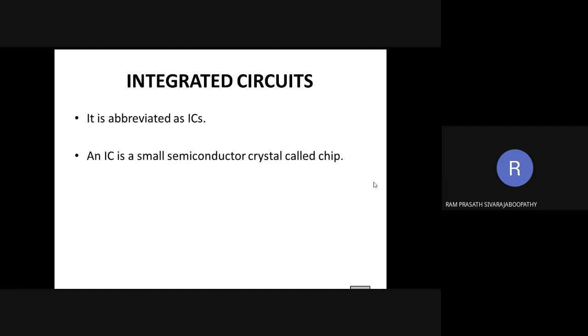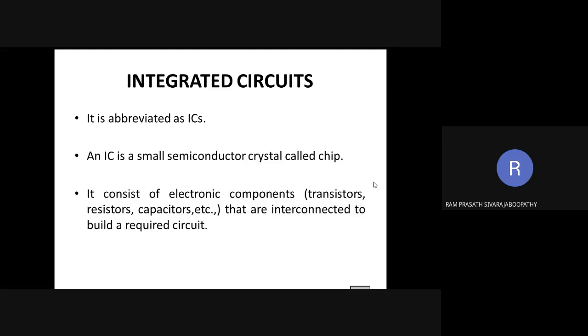Why we are going for integrated circuit? The main advantage of integrated circuit is compact in size. So எவ்வளவு காம்ப்ளெக்ஸான சர்க்யூட் நம்ம என்ன பண்ணலாம், ஸ்மால் சைஸ்ல ஒரு ஐசில நம்ம இன்கார்பரேட் பண்ண முடியும். Fine. So it is generally termed as IC. IC is a small semiconductor crystal called chip. Okay, the chip, it is going to have transistor, resistor, capacitor, that are interconnected to build a required circuit. In the circuit வேணுமோ அதுக்கு உண்டான இன்டர்கனெக்ஷன்ஸ் எல்லாம் அதுல இன்டர்னலாவே இருக்கும். Fine. So அதை நம்ம என்ன பண்ணலாம், we can use it for any application.